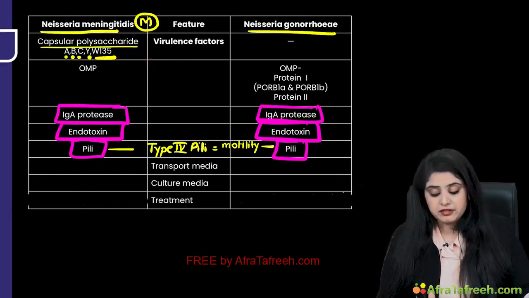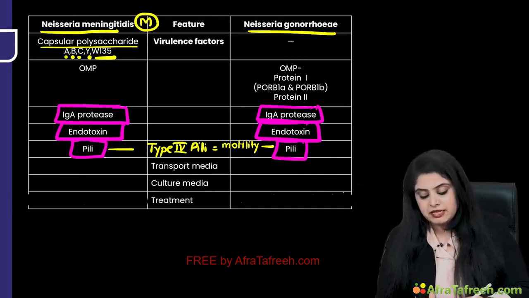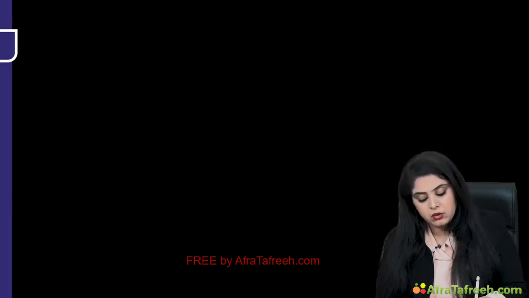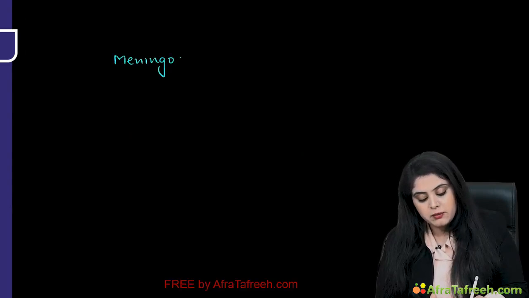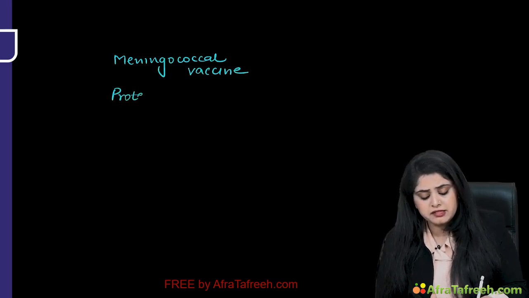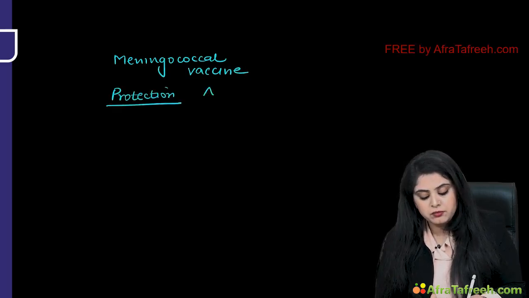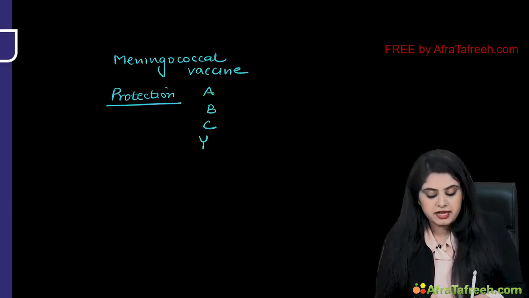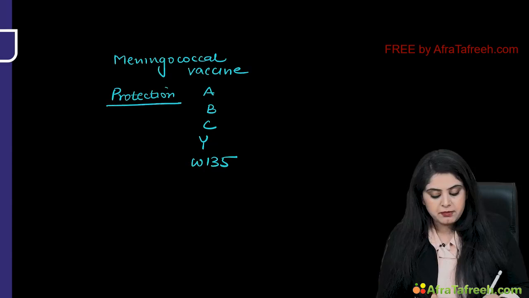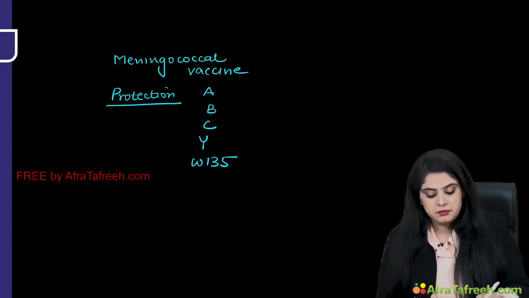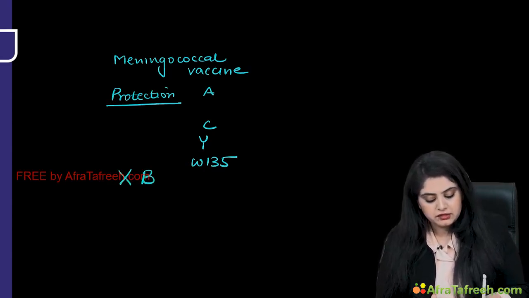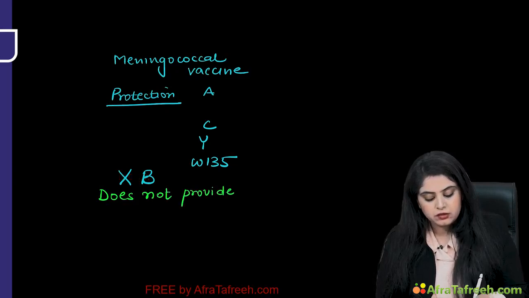What is the point that they really ask you in the exam over here is that we know that there is a meningococcal vaccine. When we are talking about a meningococcal vaccine, it is going to provide protection. So what is the meningococcal vaccine made from? What are the serotypes? A, C, Y, W135. You will say, ma'am, meningococcal vaccine has everything except B. Basically, B is not there in the meningococcal vaccine. So they ask you that this vaccine does not provide protection against serotype B.